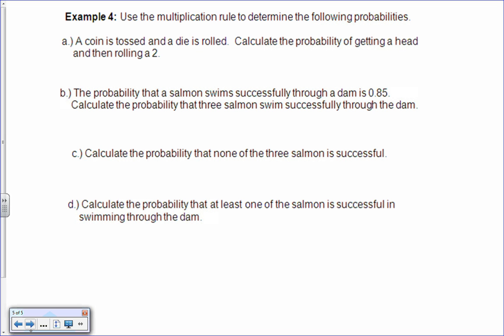All right. A coin is tossed and a die is rolled. Oh, sorry, a number cube. Calculate the probability of getting a head, not like a head of someone, but getting a head flipped, and then rolling a 2. Can we do the independent formula here? Are these two independent of each other? Yeah, it's a coin and a die. You know, there's nothing really going to happen there. Yes, number cube, sorry. So we're looking for the probability of head and 2.